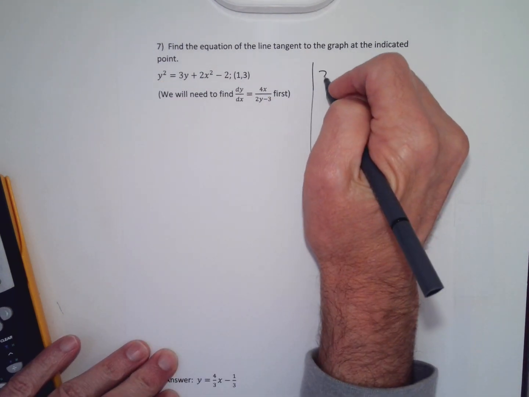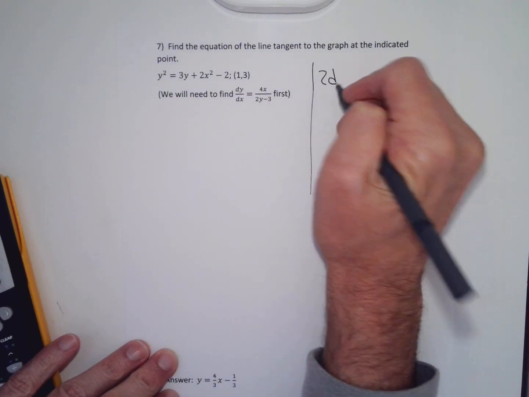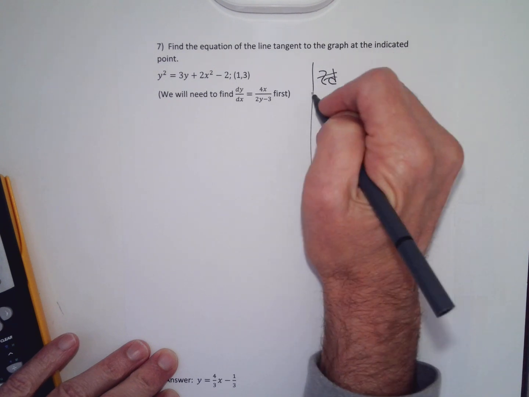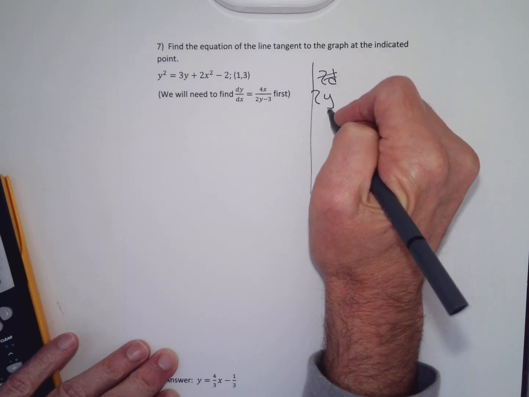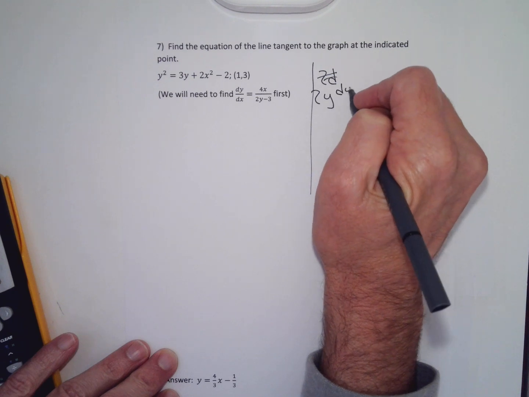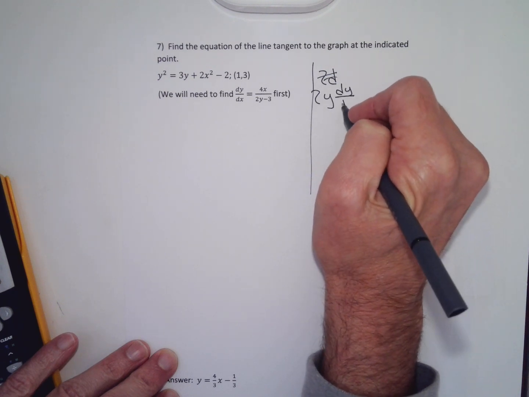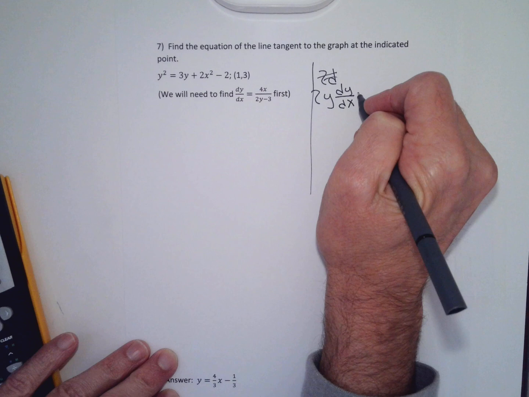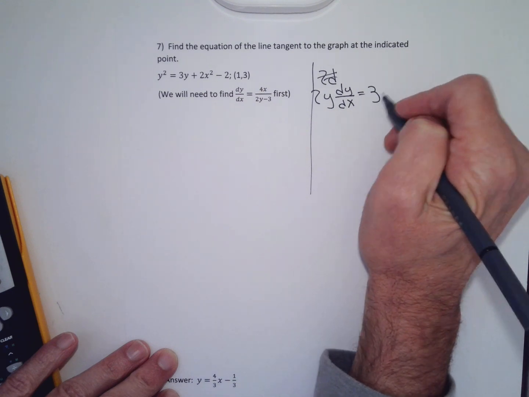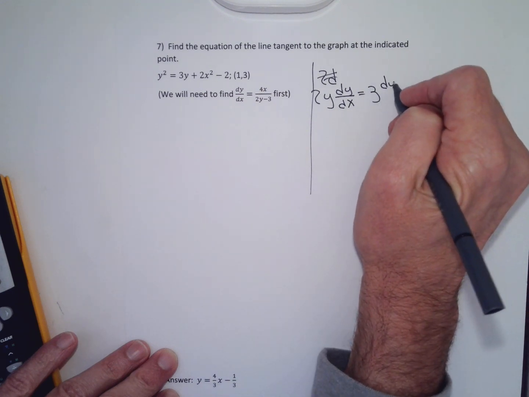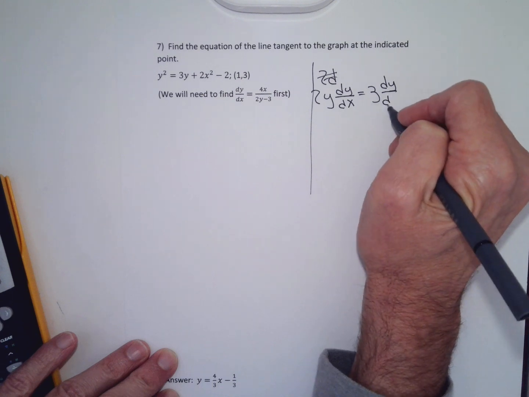On the left-hand side, I'm going to go 2y is the derivative of y squared, but I took a derivative with a y, so I need a dy dx. On the right-hand side, the derivative of 3y would just be 3, but because I took a derivative with a y, I need a dy dx.